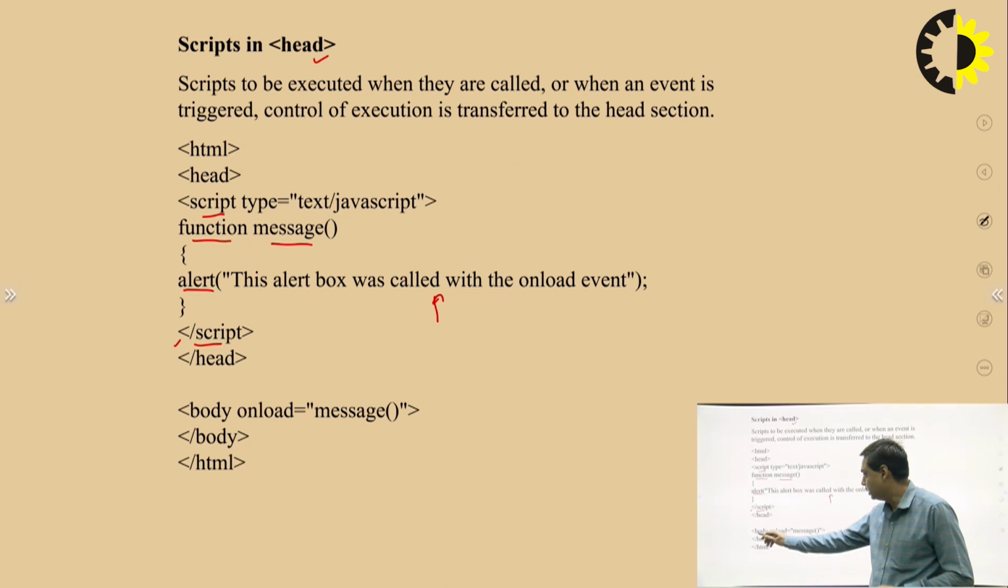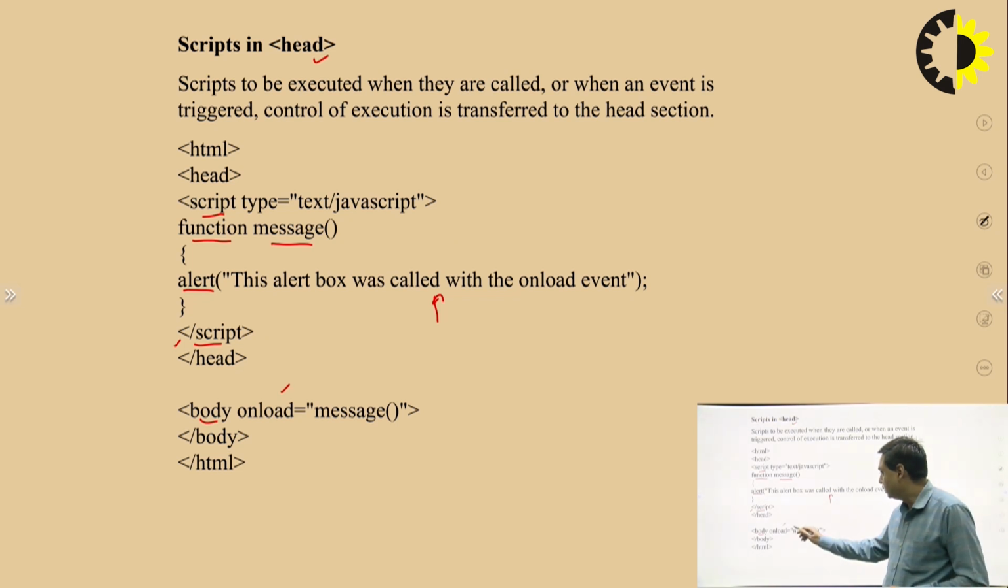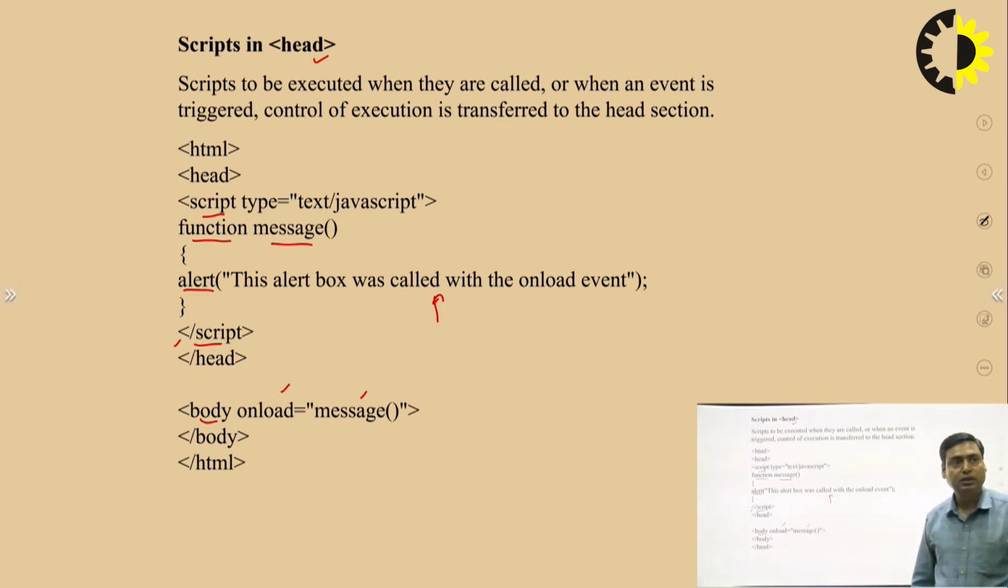In the body section, the body tag, one of the events is onload, meaning when the web page is loaded in the browser, this event will be called. When this event is called, the message function will be called and it will display a message, just like a pop-up message displayed on the web page. To display this message, the alert box was called with the onload event. It is a very simple program, just for understanding, and you can easily execute this program by saving the .html file.